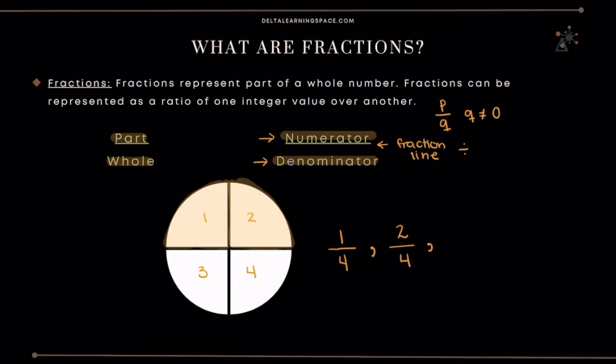And I can continue and shade 3 out of the 4 pieces, and so my part and numerator would change to 3. And lastly, I could shade all 4 pieces, and my numerator would change to 4. And if I have shaded 4 out of 4 pieces, that could be represented as 4 over 4, but that will also be equal to 1 because I have shaded all the parts out of these 4 equal pieces.